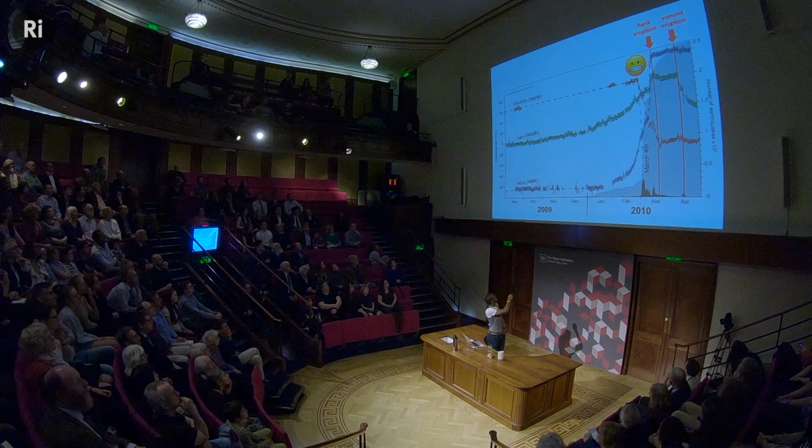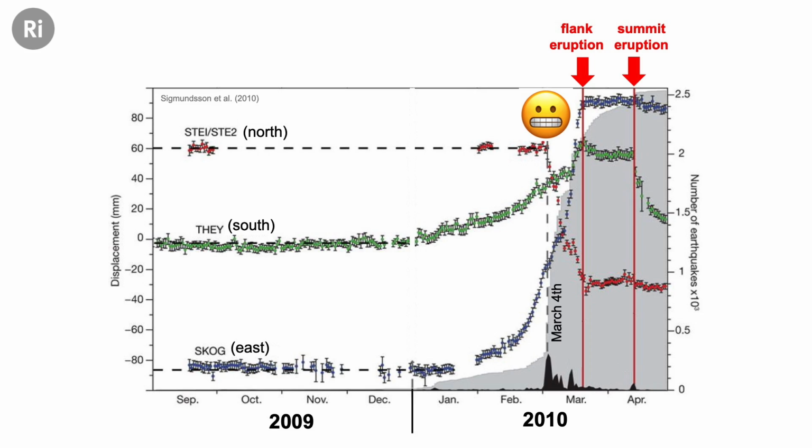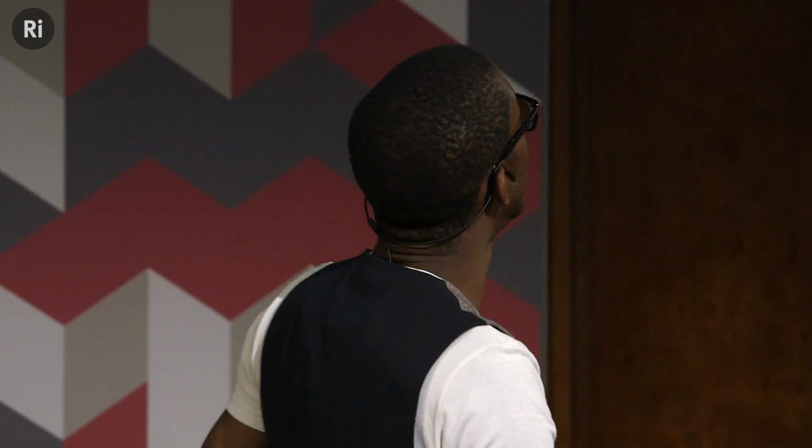Suddenly, the eastern flank of the volcano started to inflate. The southern bit of the volcano started to inflate, and the northern flank of the volcano deflated. So the volcano kind of collapsed on one side and inflated in the other because magma was moving from one side of the volcano to the other.